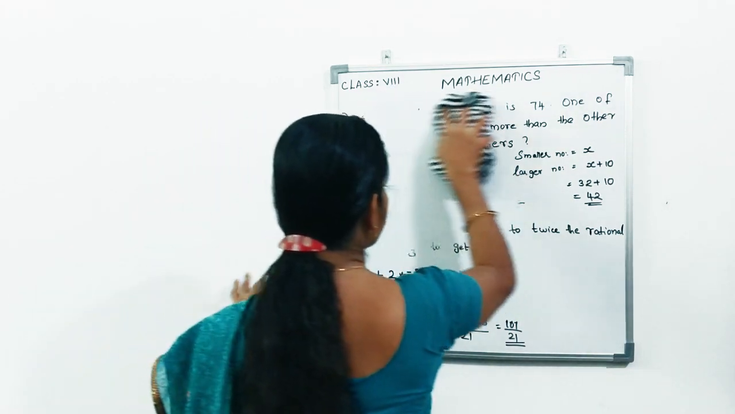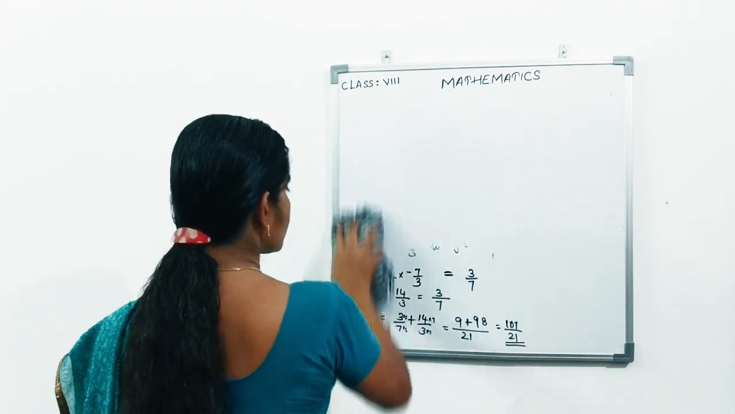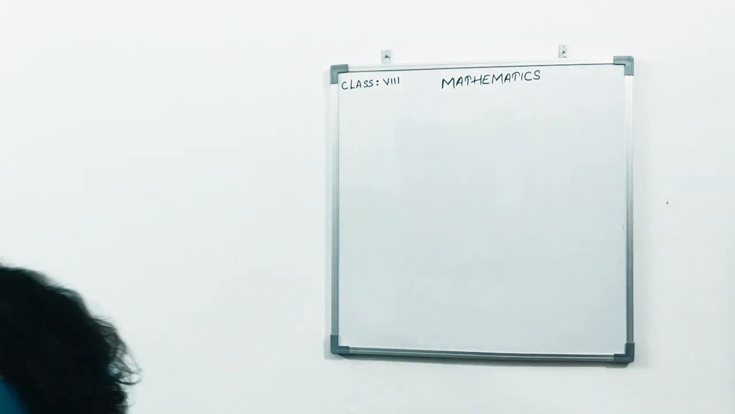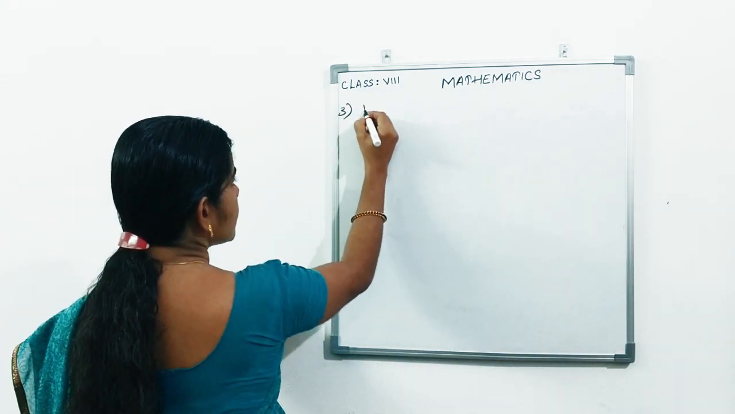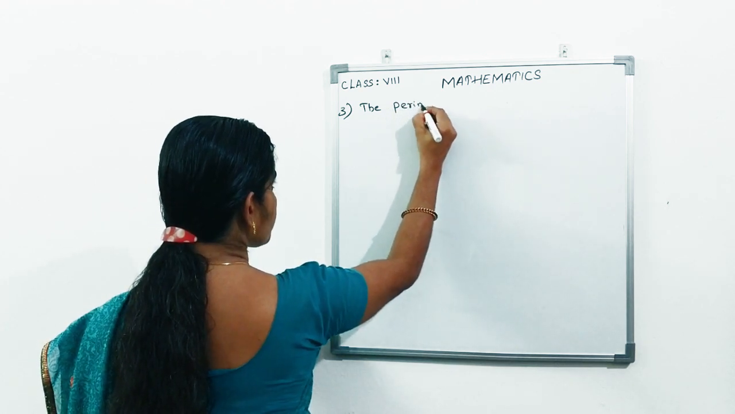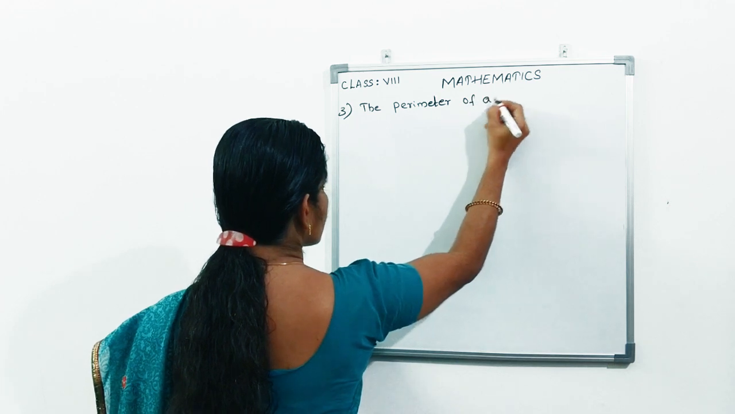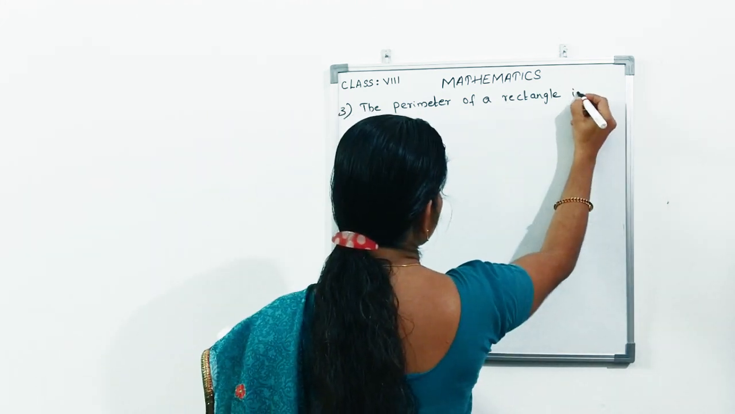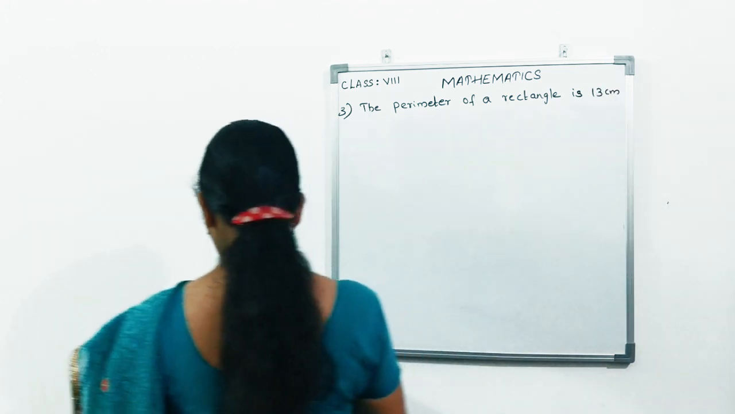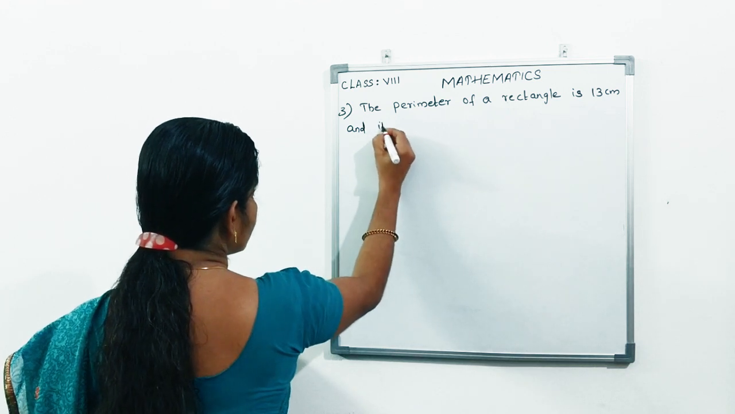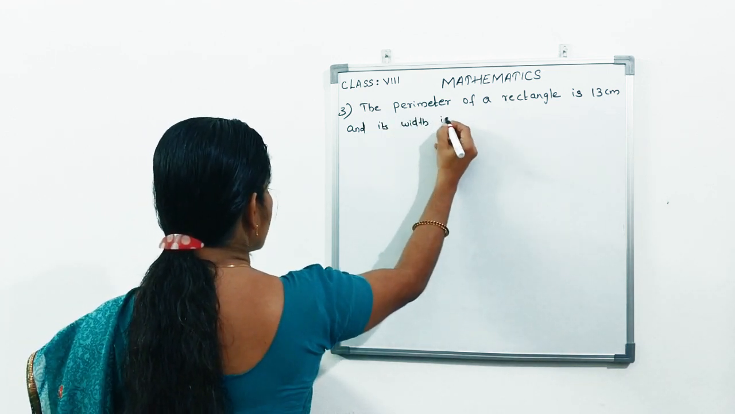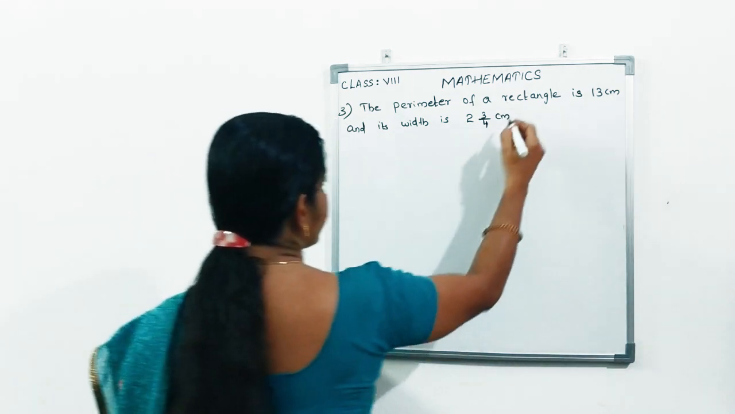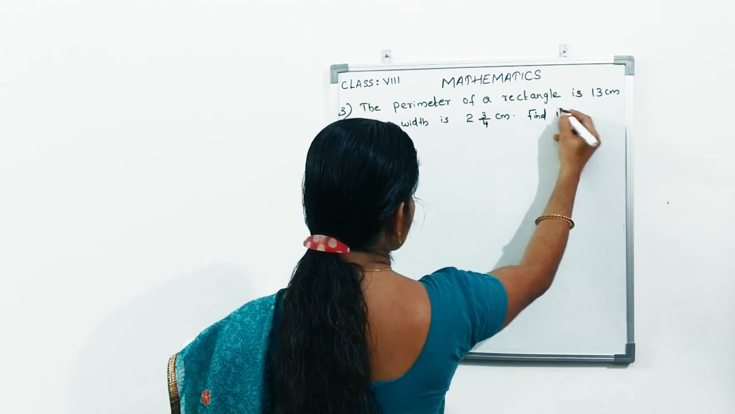Just look here. Third question. The perimeter of a rectangle is 13 centimeters, and its width is 2 3 by 4 centimeters. Find its length.